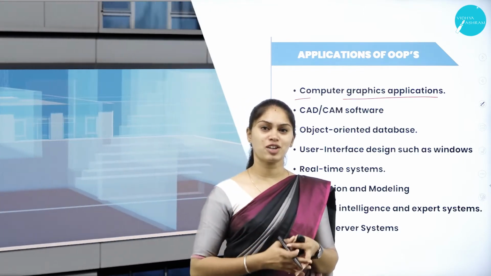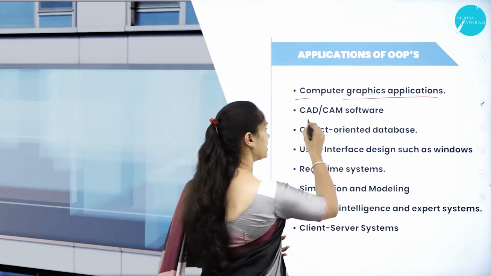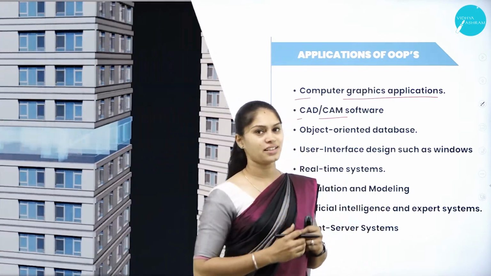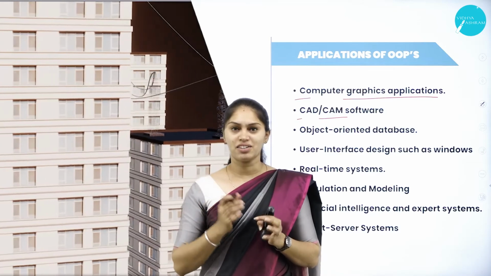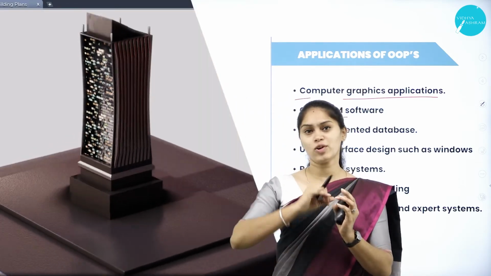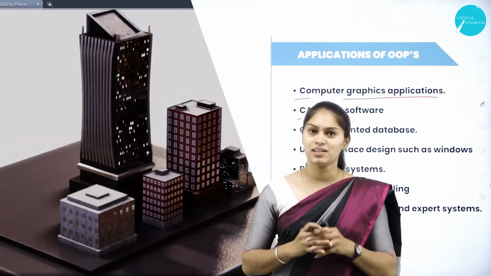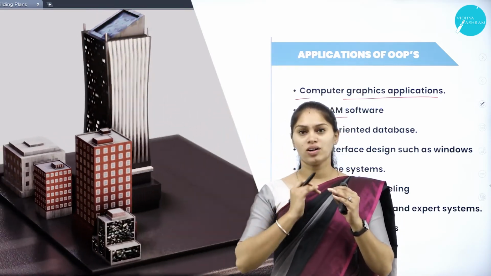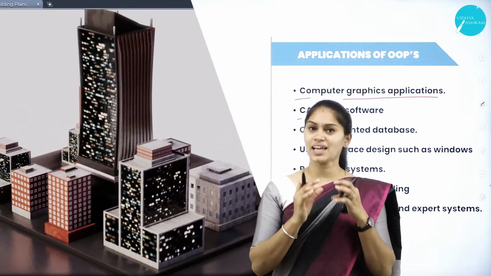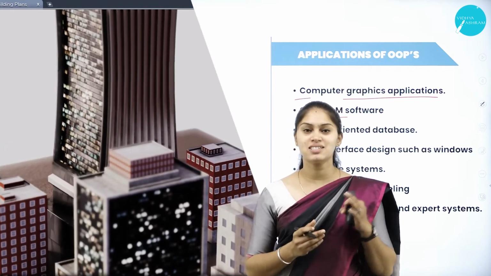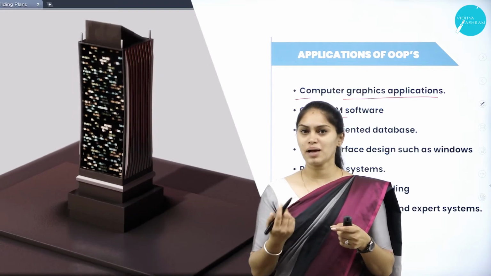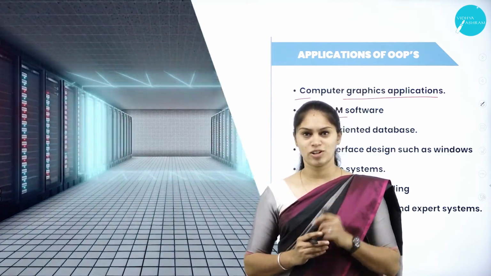There we can use the basic concepts of OOPS, and CAD CAM software. Here CAD represents computer aided design and CAM is computer aided manufacturing. If you just imagine a virtual building, how it will look once it is built, so that we can have a walkthrough into the virtual building before it is built. That can happen by making use of this CAD CAM software. This can be developed by making use of the basic concepts of OOPS.